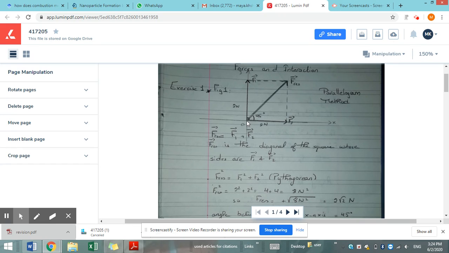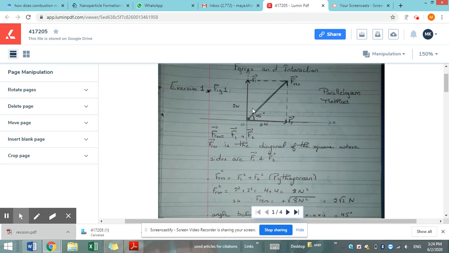So as you can see here, I consider it to be the origin O, and I drew two perpendicular axes, the x-axis and y-axis of the reference frame. So now the resultant is F1 vector plus F2 vector. If we want to use the parallelogram method, we can consider that F resultant is the diagonal of the parallelogram whose sides are F1 vector and F2 vector.